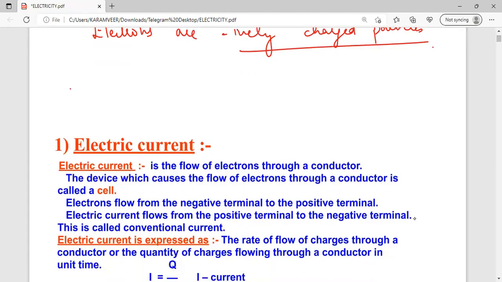What is a cell? The device that causes the flow of current through a conductor. A cell is basically called a battery.